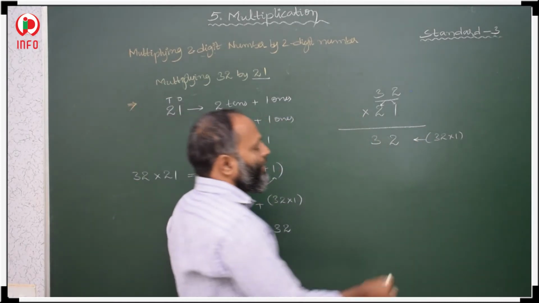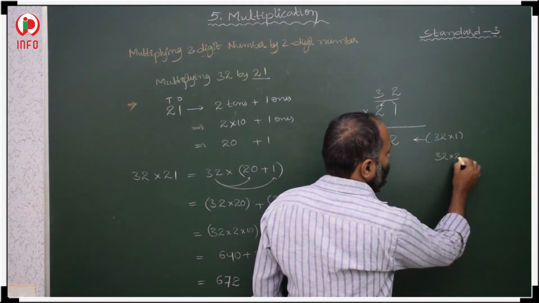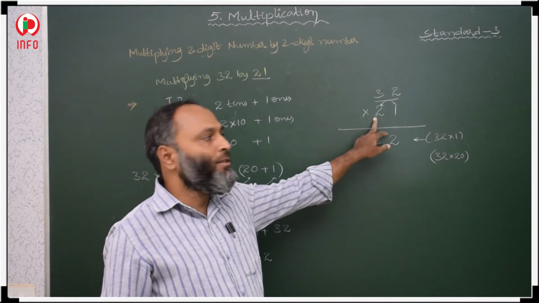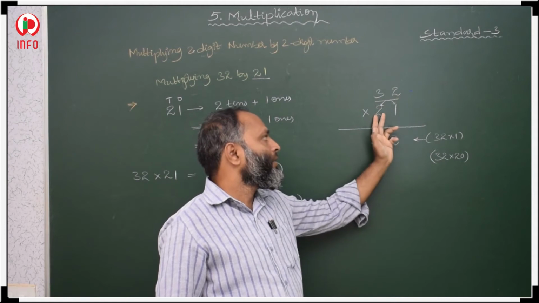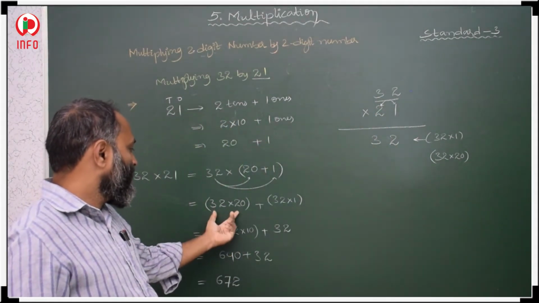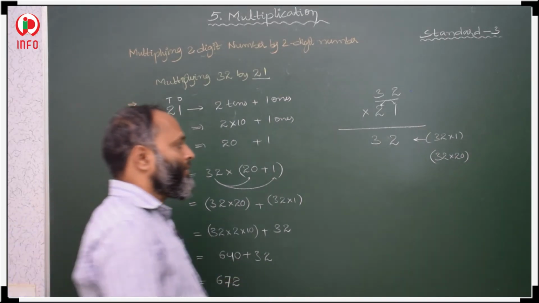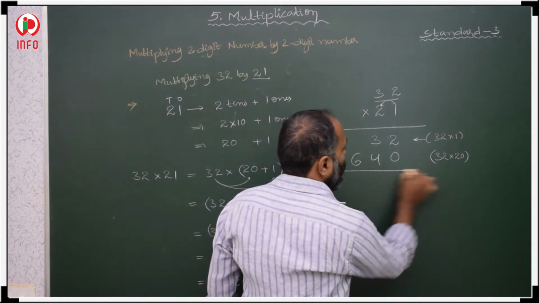Now 32 20s are. Why? Because this 20 is in tens place. So we have to take 20s are. What is 32 20s are? What is your answer? 640. 32 20s are 640. Now you add.